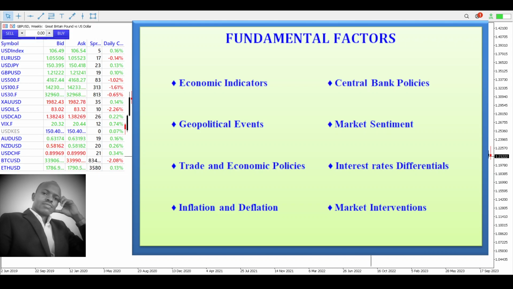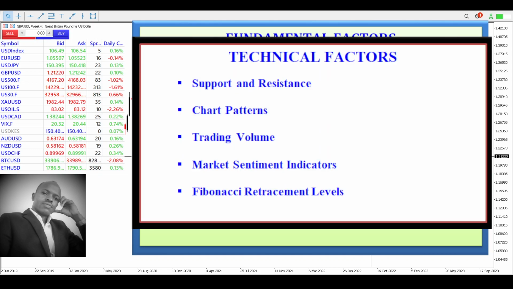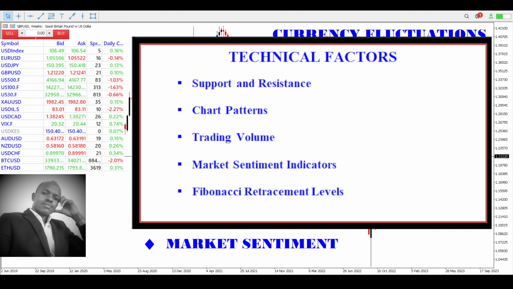The next item we'll be looking at is the other category, the technical factors. Some of the technical factors that we'll be looking at include support and resistance. Typically, one thing that is very common with any trader is that there is a high expectation that the market will tend to bounce at support and resistance levels, so that when it hits the support level, it will bounce upwards, while when it hits the resistance level, it is likely to fall.